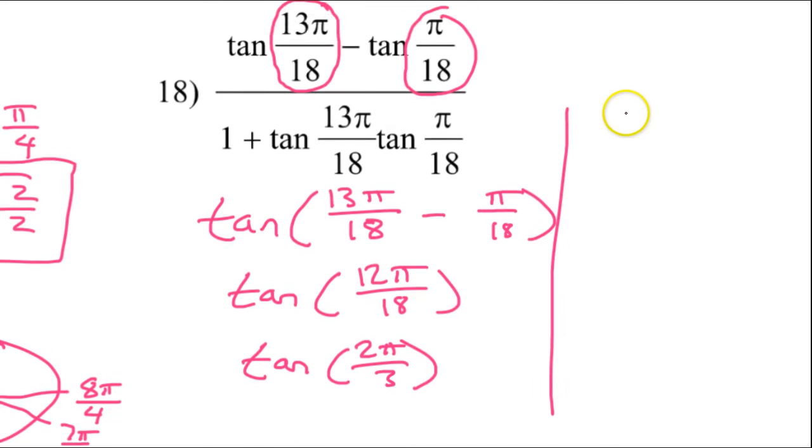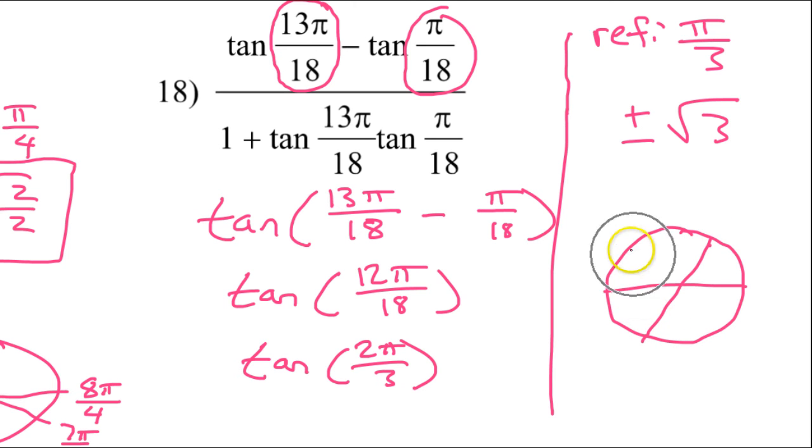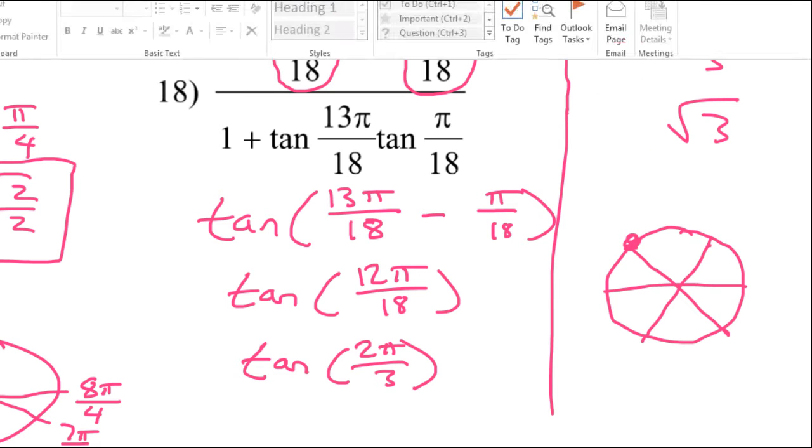Now the reference angle is pi over 3. So when I think about what's the tangent of pi over 3, that's radical 3. Now that's just a reference angle. The tangent of 2 pi over 3, I have to ask myself, is this going to be positive radical 3 or will it be negative radical 3? It'll be one of those, and it depends on the quadrant. So just think about what quadrant 2 pi over 3 is going to be in. Alright, 2 pi over 3 is right here. That's the second quadrant. Tangent is negative in the second quadrant. So that's why I'm going to put negative radical 3.